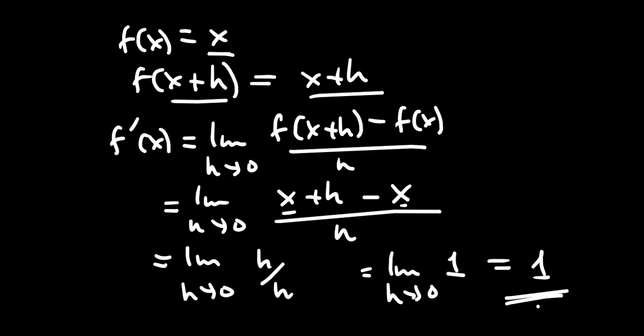Let's look at another question. Suppose we have f of x being equal to, let's say, x squared this time around. So we know from the power rule that this will give us 2x. Now let us get it using the first principle.